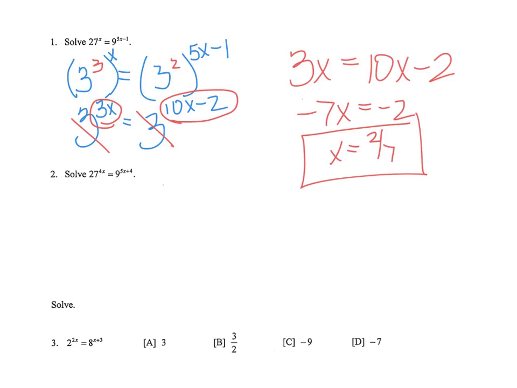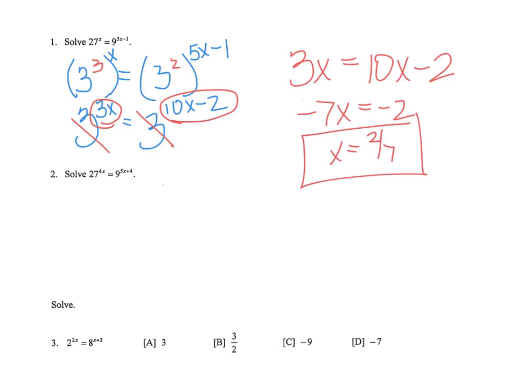Now number 2 is very similar to what we just did on number 1. I want you to pause this video and give it a shot. Rewrite 27 and 9 like we did here into base 3. They're both base 3, and carry down the exponents. Pause the video and do that.